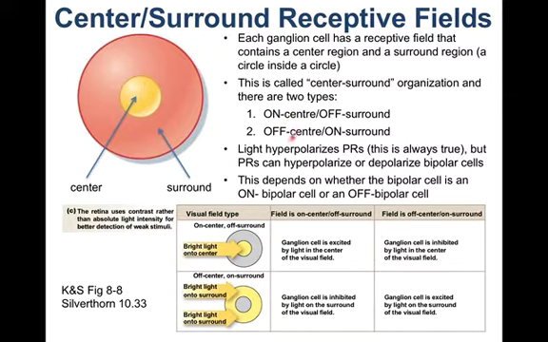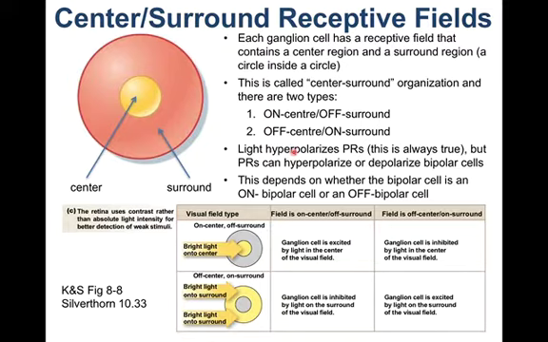And the other arrangement is an off-center, on-surround, where if you shine light on the center, you will decrease the firing in the retinal ganglion cell, and if you shine light on the surround, you will increase it. So as we saw in the previous slide, light always hyperpolarizes photoreceptors.